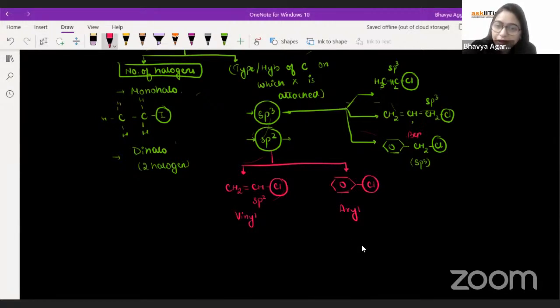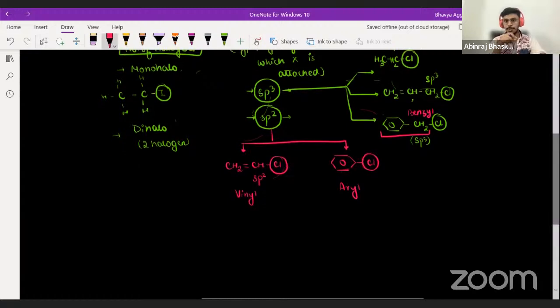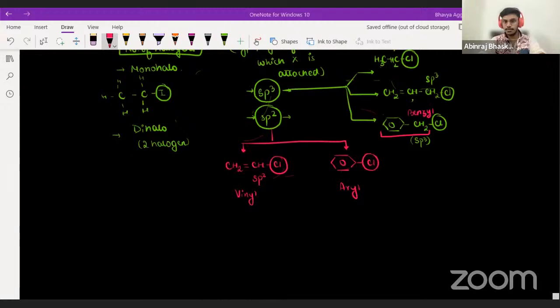This is benzyl. So benzyl means when a carbon is connected, like benzyl alcohol, benzyl chloride, anything, CH2 has to be connected.